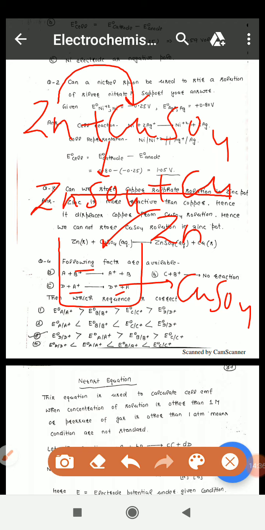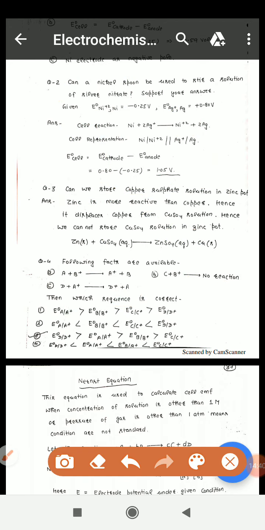So these are the questions. The last question is for your homework. The following facts are available: which sequence is correct? This is an objective question. So try to solve this question, and if you have any problem, then you ask. Okay.